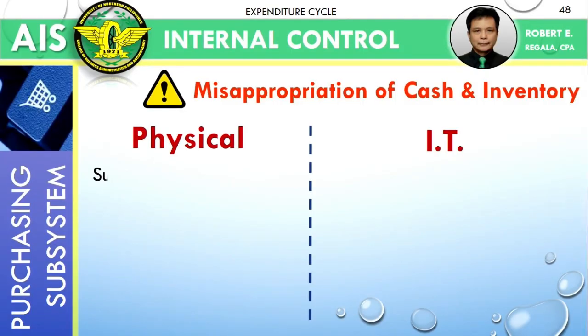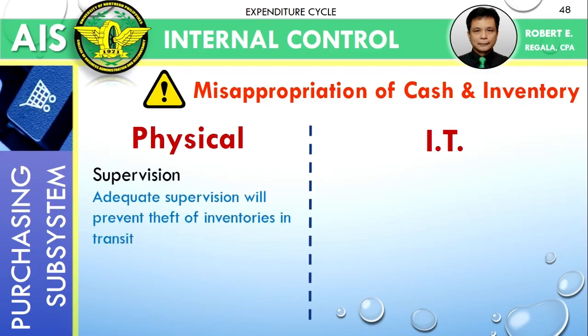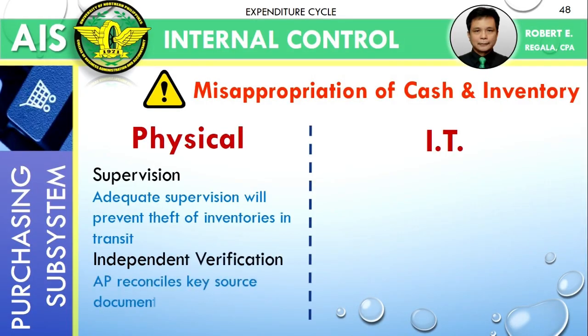Physical controls, supervision. Receiving departments are sometimes hopelessly cluttered. In this environment, incoming inventories are exposed to theft until they are secured in the warehouse. Inadequate supervision can create an environment conducive to the theft of inventory in transit. Independent verification. The AP function plays a vital role in the verification of the work others in this system have done. Copies of key source documents flow into this department for review and comparison.